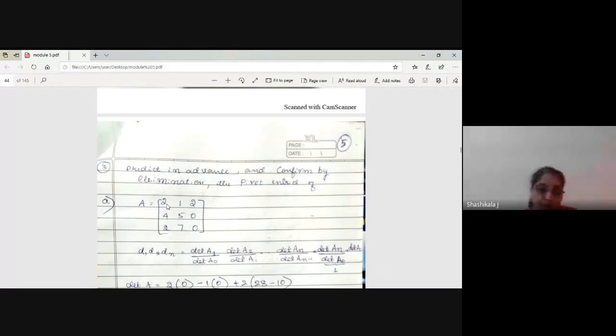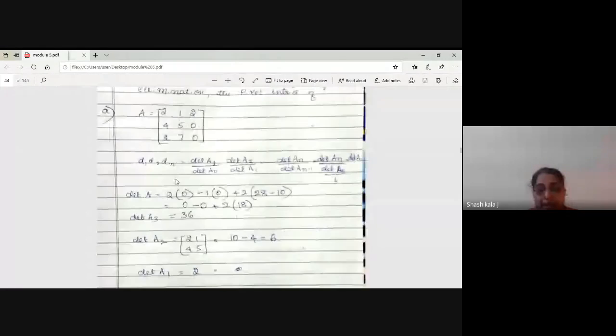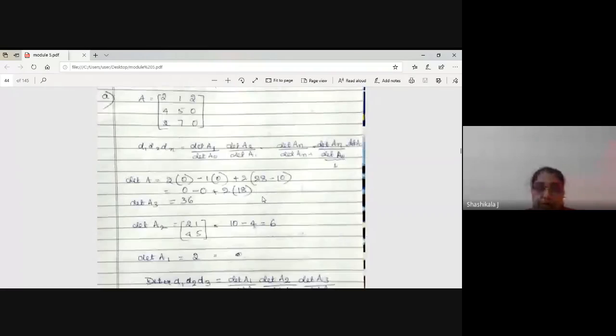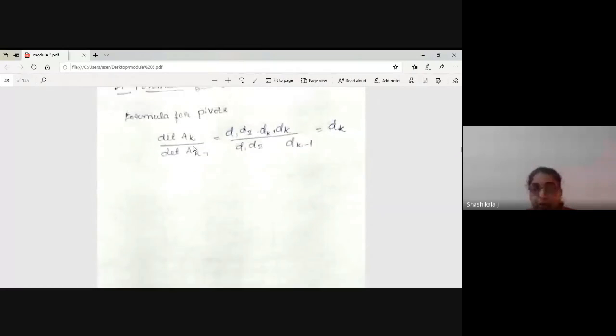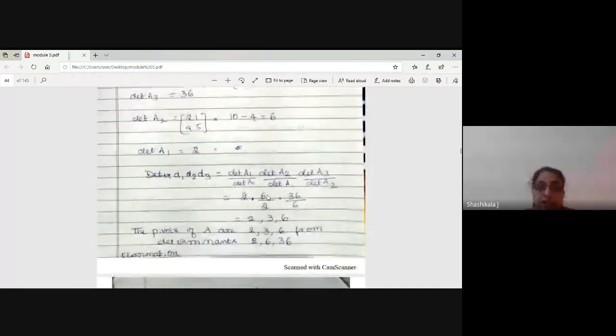So now, how many columns are there? 3 columns. So D1, D2, Dn means here D3 you are going to get. What is your formula? According to this formula, it is determinant of A1 divided by determinant of A0, determinant of A2 divided by determinant of A1, and determinant of A3 divided by determinant of A2. This is what they have explained in the formula. Now we will find out the values.